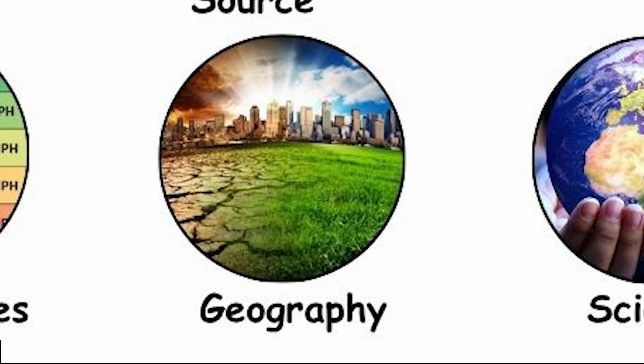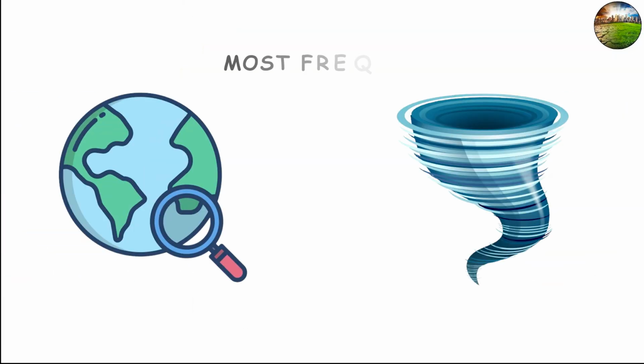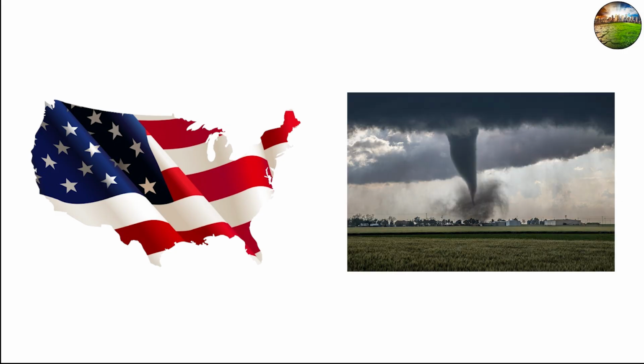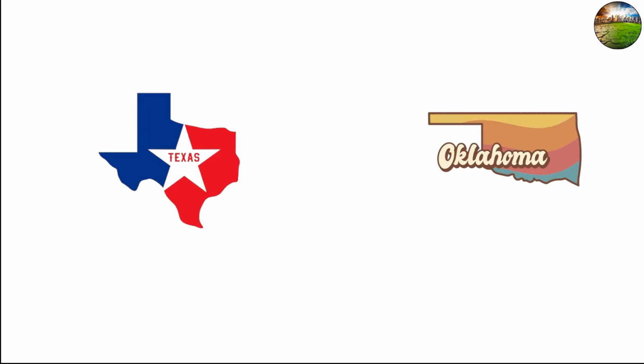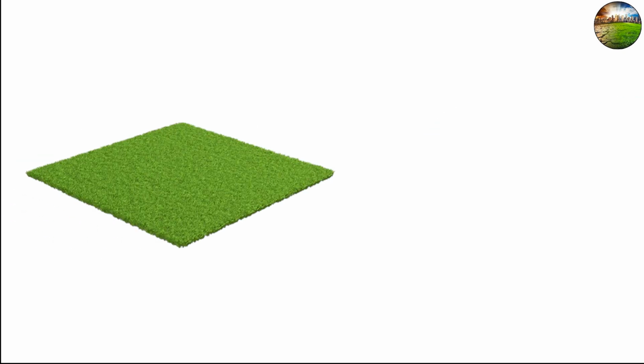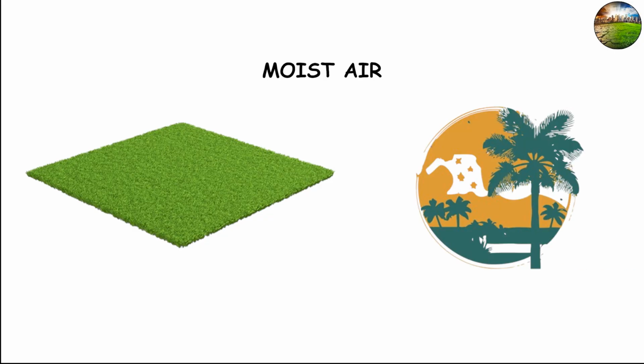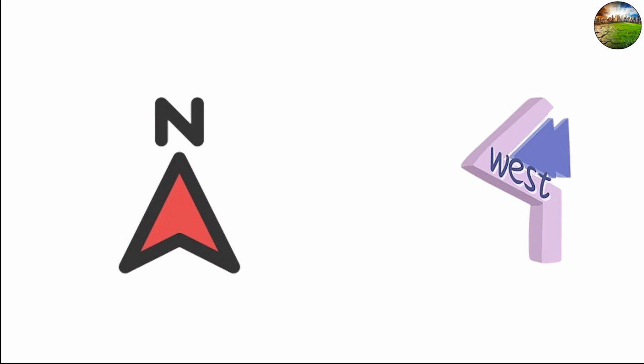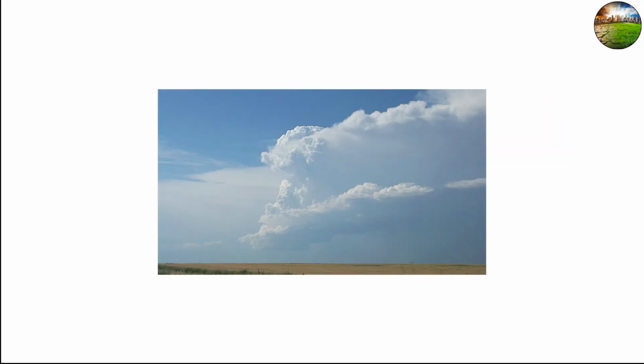The role of climate and geography. Geography plays a major role in where tornadoes occur most frequently. In the United States, an area known as Tornado Alley, stretching from Texas up through Oklahoma, Kansas, and Nebraska, sees more tornadoes than almost anywhere else in the world. This is because the flat terrain allows warm, moist air from the Gulf of Mexico to meet cool, dry air from the north and west with few natural barriers, creating ideal conditions for supercells.